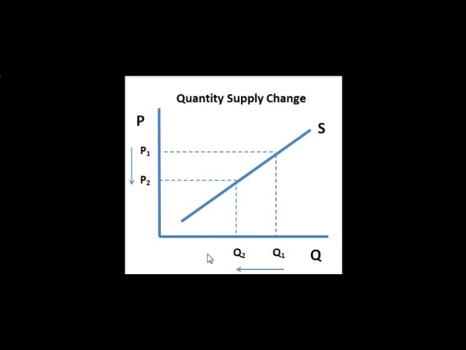Which is greater, Q1 or Q2? Q1 is greater. And so as price has decreased, the quantity supplied has decreased as well. We have moved from one point on our supply line to a different point in our supply line. Notice we have not needed to change our supply line. The supply line represents all of the supply of a product, all the quantities that producers are willing to supply at all the prices. We haven't had to change that, and so supply has not changed. Quantity supply has changed.